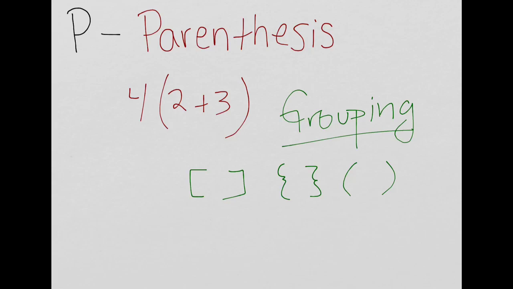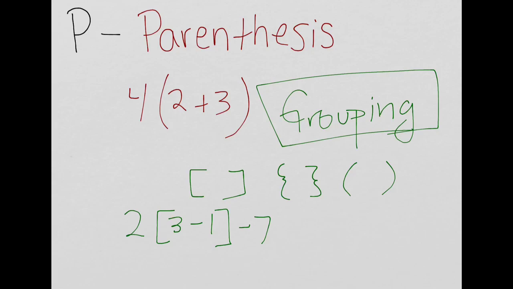So in a problem, you don't always necessarily need to see parentheses like we're used to. You could see brackets. So maybe I have 2 bracket 3 minus 1 bracket minus 7. That's still parentheses technically if you're going with PEMDAS. That's your grouping. So instead of the P, maybe think about the P as grouping. Alright, things that are grouped together.